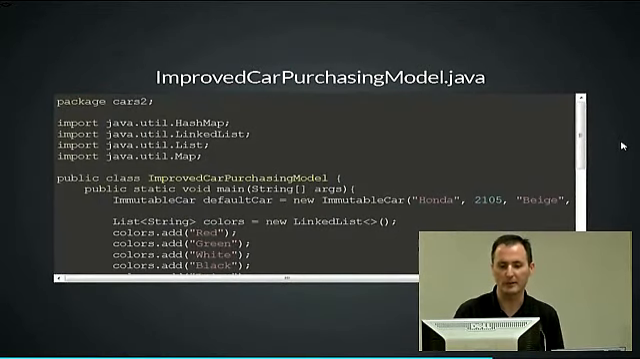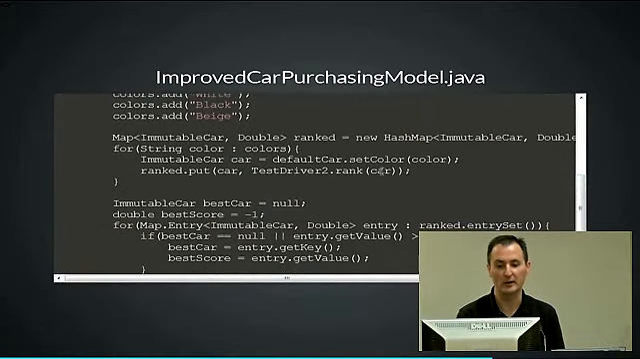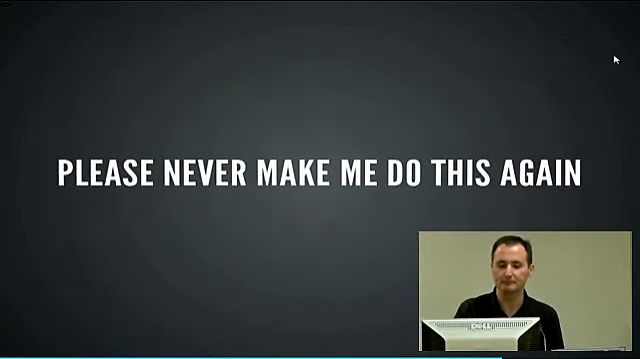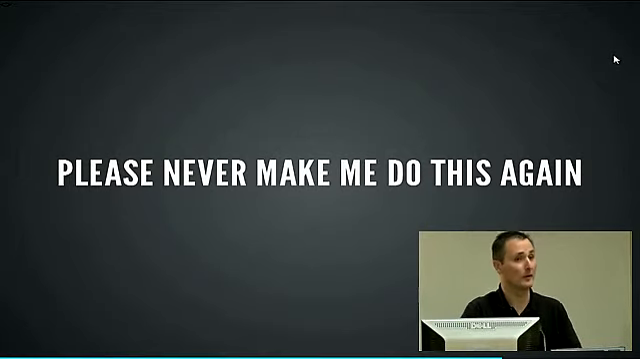The improved car purchasing model. There is one thing here to point out that's kind of nice. Because I have an immutable car, I can quickly assemble new cars by calling this default car set color. It does an update on the car and makes a new one. So please don't make me do this again. It's a lot of code to illustrate a point. I hope I made the point.